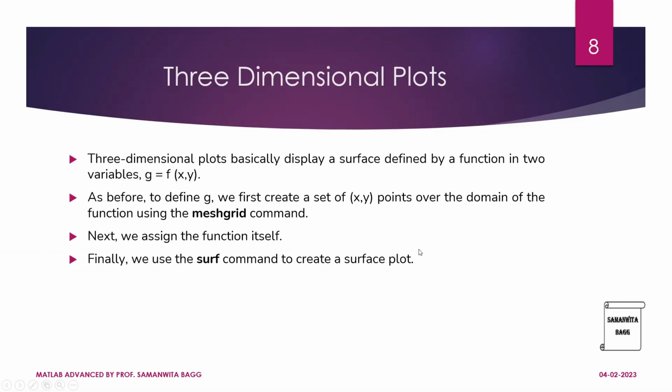Next, we will go for three-dimensional plotting. Meshgrid is generally used for two-dimensional plotting. Only lines can be seen. Now we want to see some surface which appears as a graph. Three-dimensional plots basically display a surface defined by a function in two variables. Again, g is a function of x and y. As before, to define g, we first create a set of x and y points over the domain of the function using the meshgrid command. Next, we assign the function itself. Finally, we use the surf command to create a surface plot.